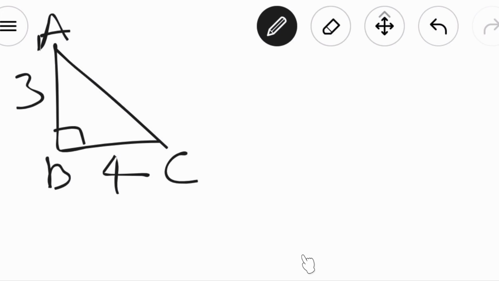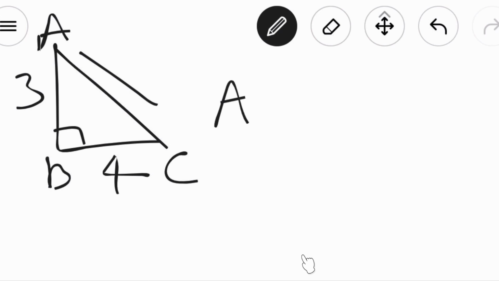What they ask us is to find sine theta first, and then in second and third kinds of problems, advanced problems, they're going to ask to find all the functions. So in order to find all those functions, before we go there, the first step we need to do is find the AC. This is the missing side.